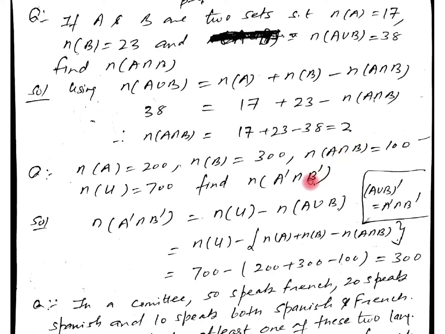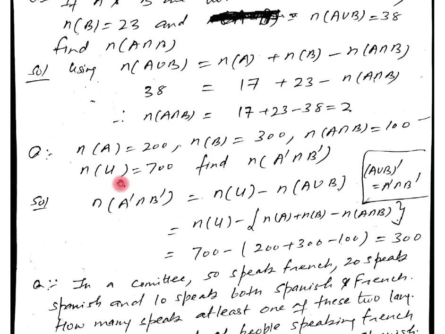Let us see another question. Here the number of A is given, the number of B is given, the number of A intersection B is given, and the number of the universal set is given as 700. Find the number of A dash intersection B dash. It means the elements neither in A nor in B. Now we know that A dash intersection B dash can be written as (A union B) dash.